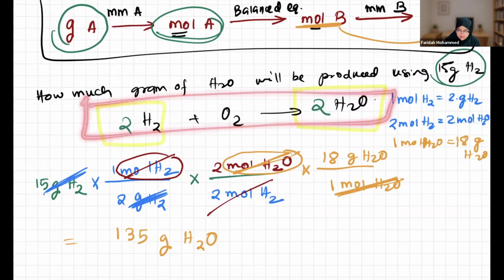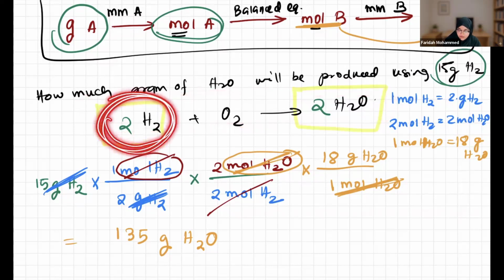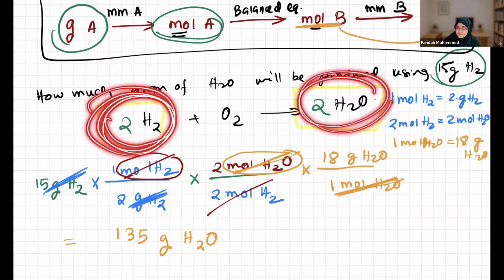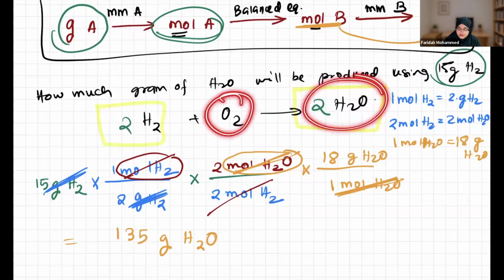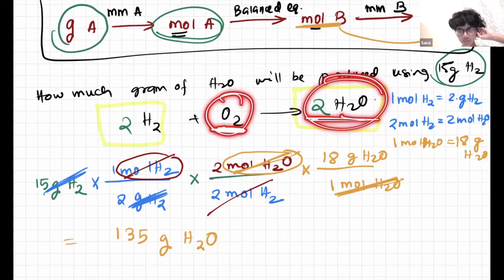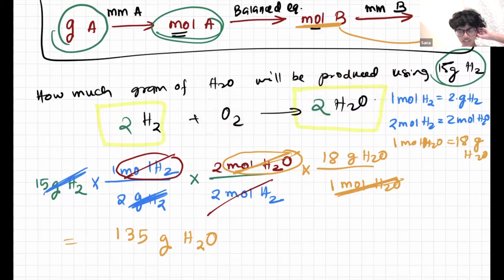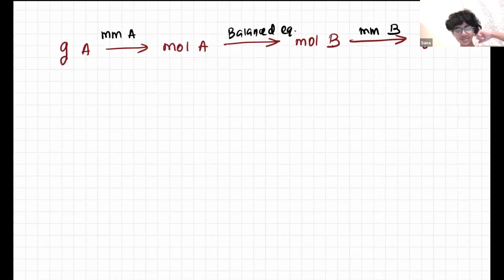When we look at the balanced equation, 2 moles of hydrogen equals 2 moles of water. That's it. If you want to make a connection between oxygen and water, it will become what? 1 mole of oxygen equals 2 moles of water. So basically we just ignore the other thing and it's like a ratio almost. Yes, it is actually called a mole ratio, yes. Okay, thank you.